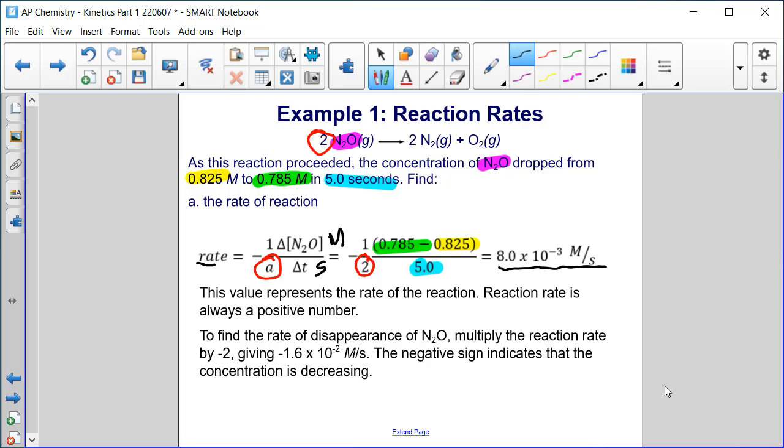Reaction rate is always a positive number. To find the rate of disappearance of N2O, so the rate at which the N2O disappears or reacts in this case, multiply the reaction rate by -2. Because again, it's a reactant, which is where we get that negative. So we have negative 1.6 times 10 to the minus 2 molarity per second. The negative sign here indicates that the concentration is decreasing at a rate of 1.6 times 10 to the minus 2 molarity per second.